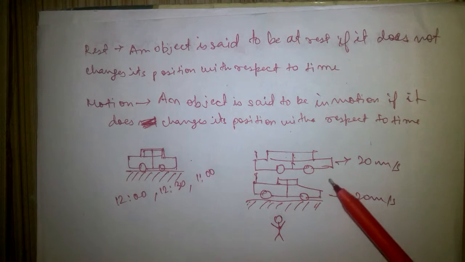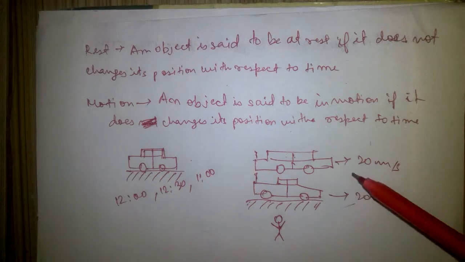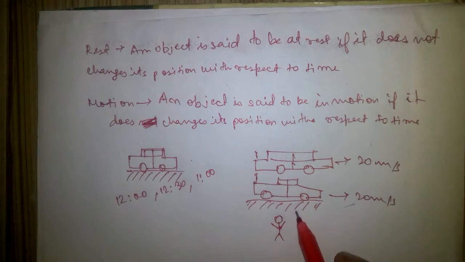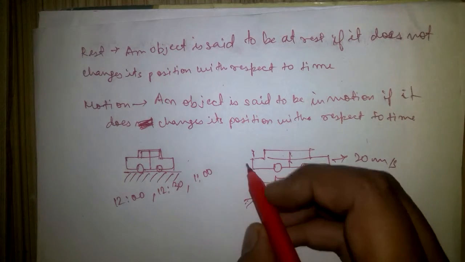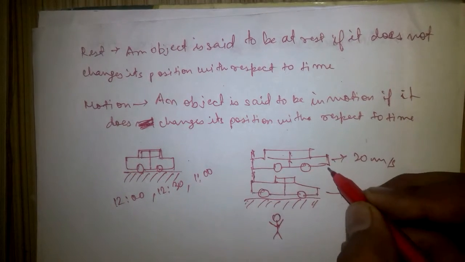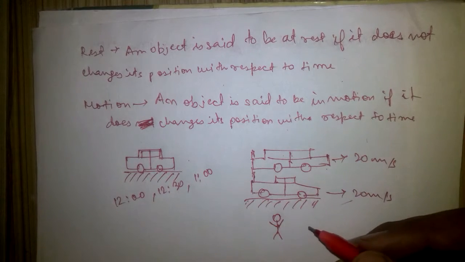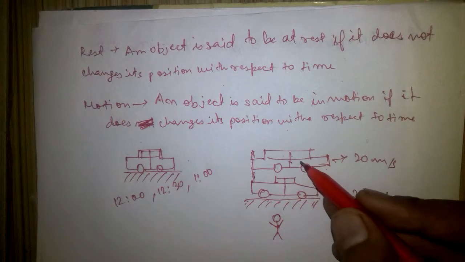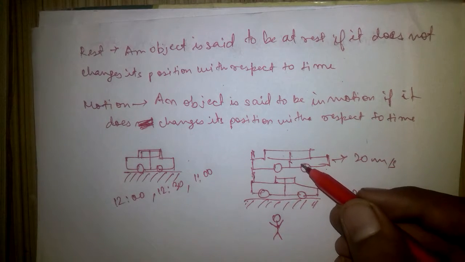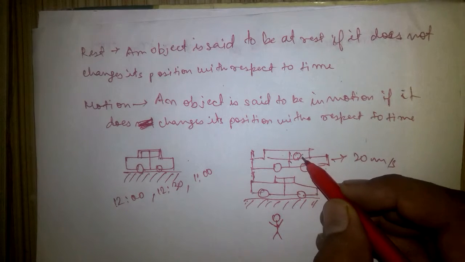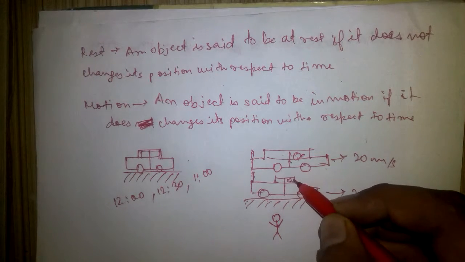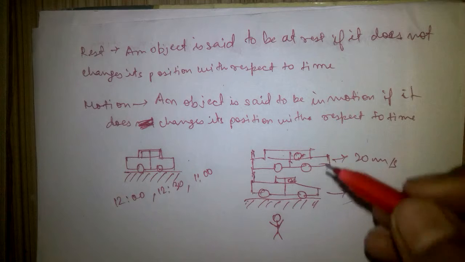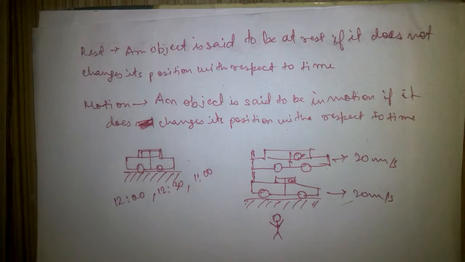Okay, but in another case, suppose this is a car moving at 20 meters per second, and this is another car also moving at 20 meters per second, and the distance between them is always the same, even after 5 seconds or 10 seconds or 20 seconds or 1 hour. So with respect to this car, the other car is at rest, because the driver here will see the other car's driver straight ahead. He will not see that the driver is moving forward or backward. He will think that the car is at rest.